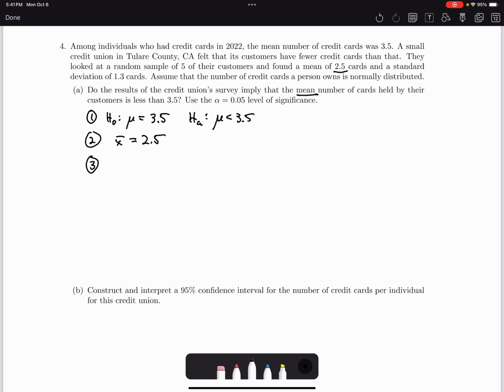To me, that seems like a substantial difference. However, our sample size was tiny. So we'll have to compute the p-value to see if it was enough, but I kind of feel like it's probably not going to be because our sample size was just so small. Only one way to find out. We'll run inference for a mean. We'll put in x bar equals 2.5, s equals 1.3, and n equals 5. And we'll see what we get for a p-value.